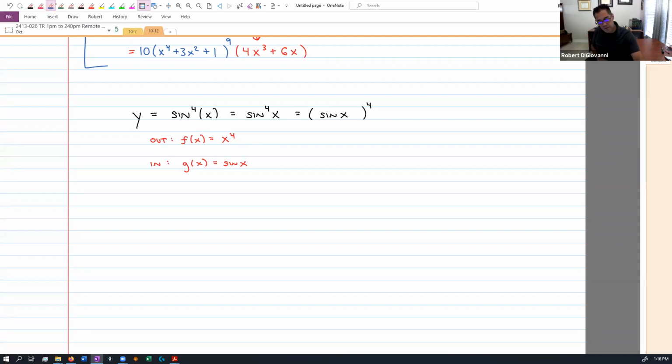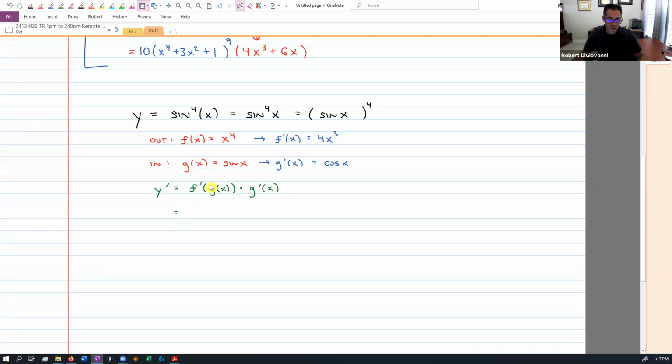And then we will differentiate both of those. So f prime of x is 4x cubed, and then g prime of x is cosine x. And then we apply the formula again. So we want to evaluate the outer function's derivative at g. And then we want to just multiply that times the derivative of the inner function, g prime.